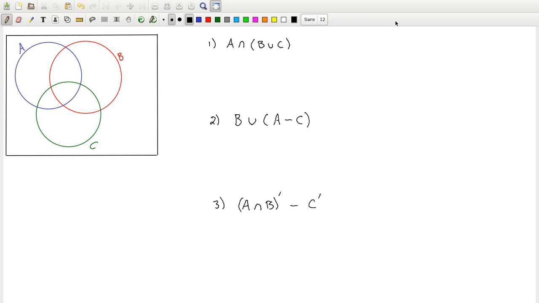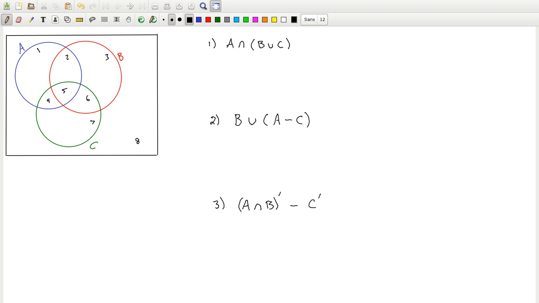Construct a Venn diagram representing the sets given by each of these set operations. So for the first problem, A intersect B union C. To get a handle on this, I want to take this Venn diagram we have written out and number each of the regions. So this first region here is 1, 2, 3, 4, 5, 6, 7, and then the outside is 8. This will just help get things organized.